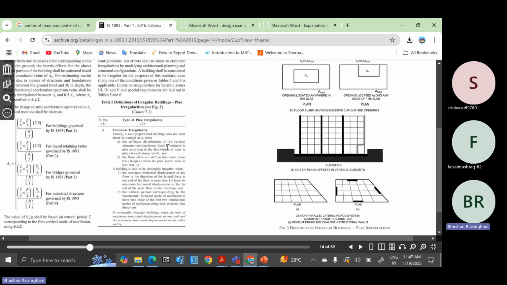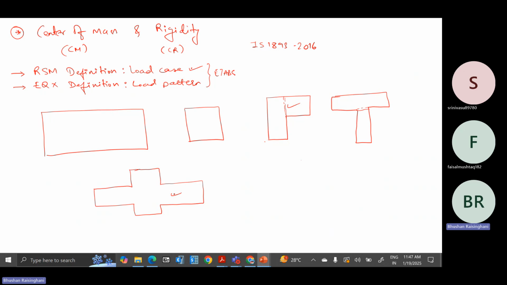Second point is the floor slabs have to be stiff in their own plane. This happens when its plan aspect ratio is less than the limit given in the code. Plan aspect ratio is the length by width. Now if my slab, this is, let's say, the width and this is the length of my building. So the building also has a plan aspect ratio. Now there is a particular slab also there.